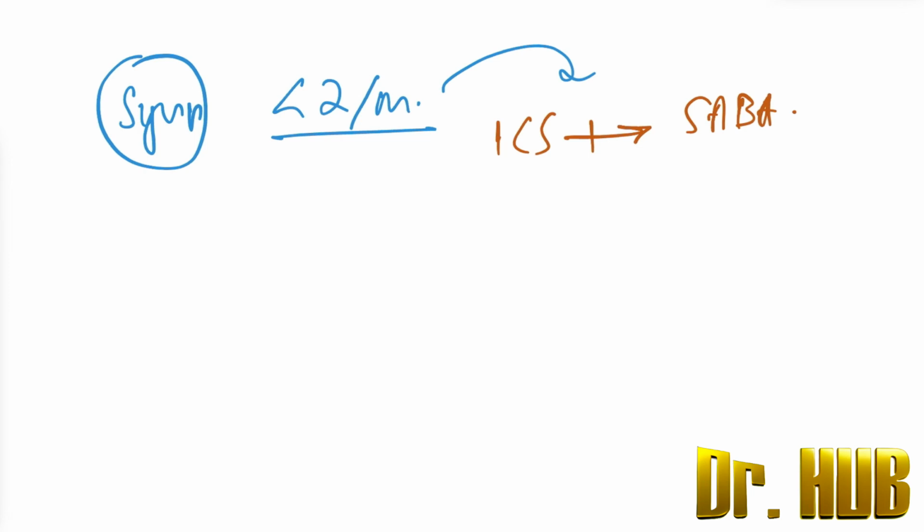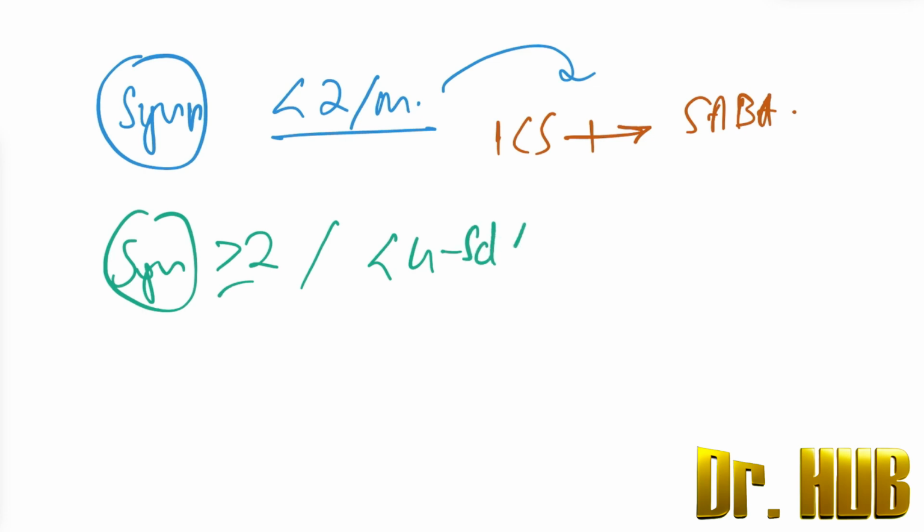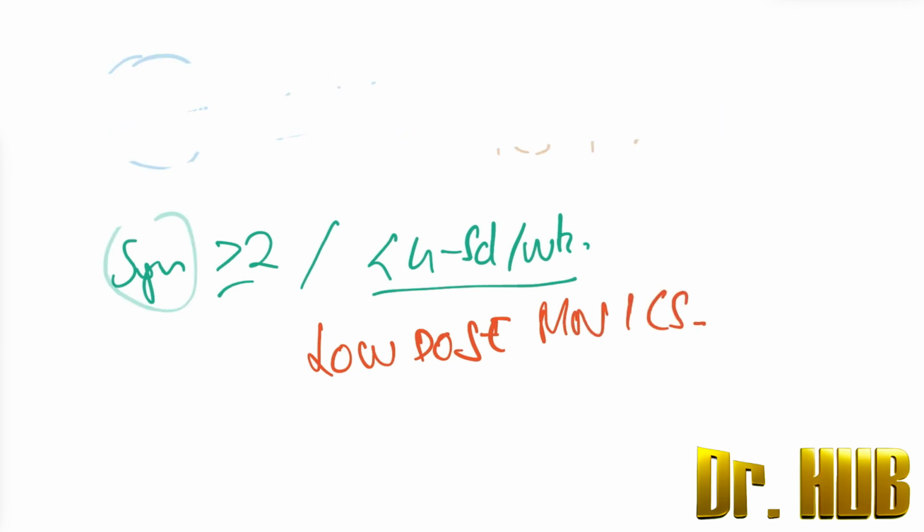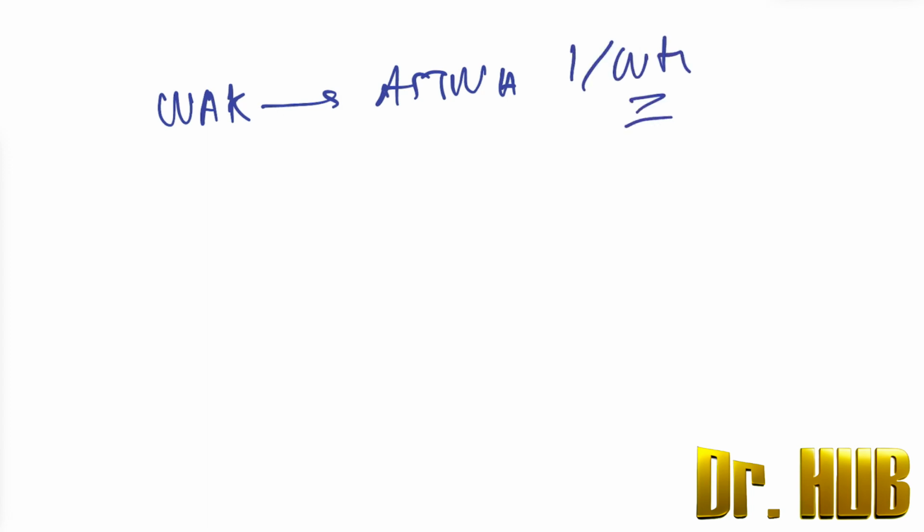The next step is where the symptoms are twice a month or more, but less than 4 to 5 days a week. In this you give a low dose maintenance ICS. Next is when you move to symptoms most of the days and you wake with asthma at least once a week or more.